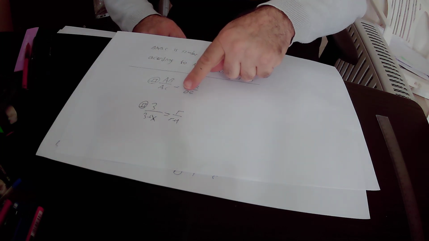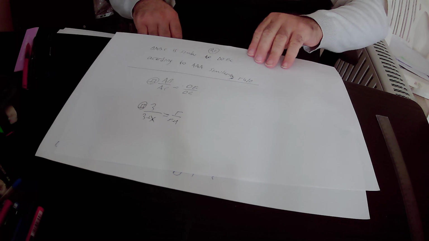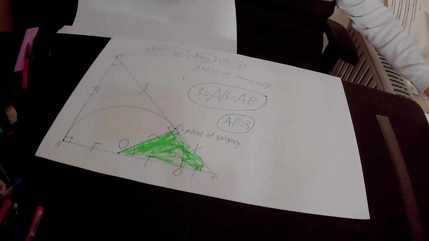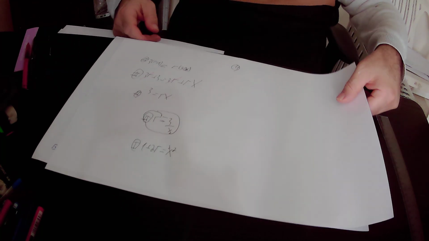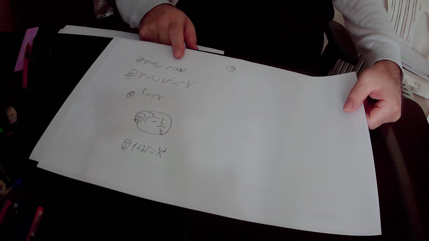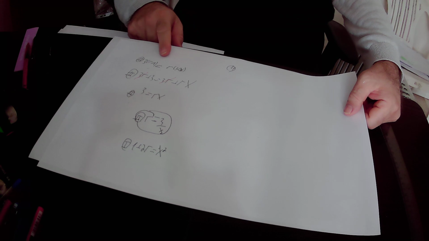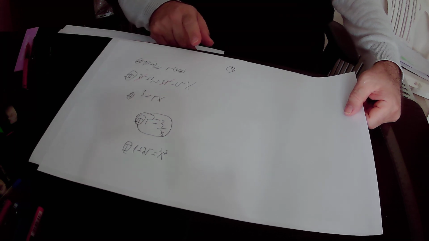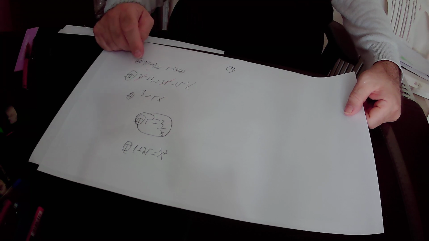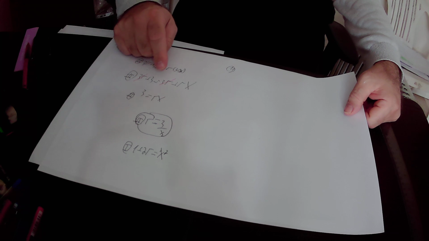Here we cross multiply in equation number 2, and we got that 3 times R plus 1 equals R times 3 plus X. We open the brackets and we got that 3R plus 3 equals 3R plus RX. We subtracted 3R from equation number 3 and we got that 3 equals RX.